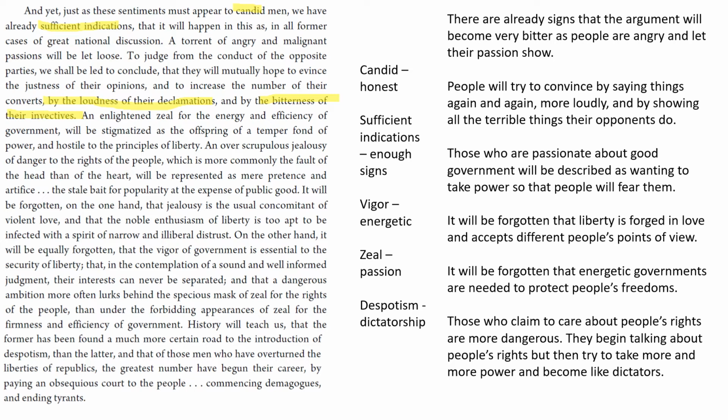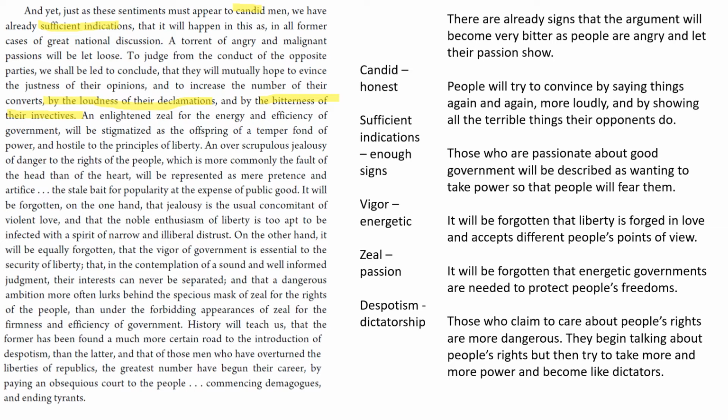An enlightened zeal for the energy and efficiency of government will be stigmatized as the offspring of a temper fond of power. So those that are really passionate about a good government will be described as people that want to have power and are hostile to the principles of liberty. So he's talking about how the anti-federalists will describe the federalists. He says the anti-federalists, the Southerners, will describe those that want effective government to be hungry for power and against individual liberty.